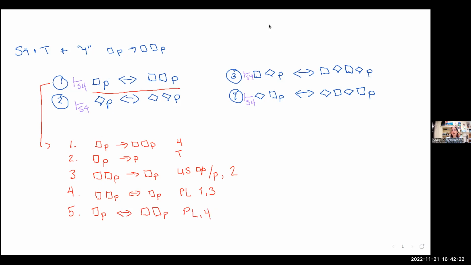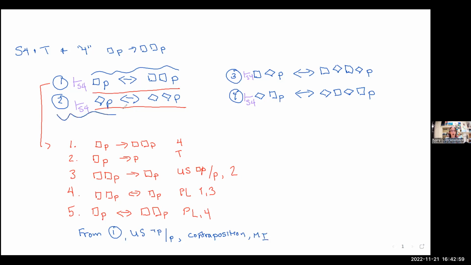Now, once we have proven this first one, proving the second one, i.e. the diamond analog of it, is very easy. I'm not going to give you a proof of that, but I will give you the hint. It's going to be from the fact that we have already proven this principle, plus uniform substitution. You're going to want to substitute in not P for P, then use contraposition and modal interchange. So from that should be all that you need to prove the second modal reduction principle on your own.